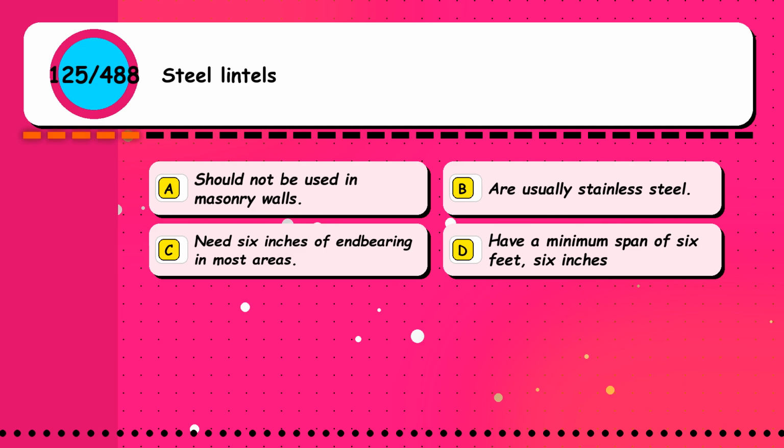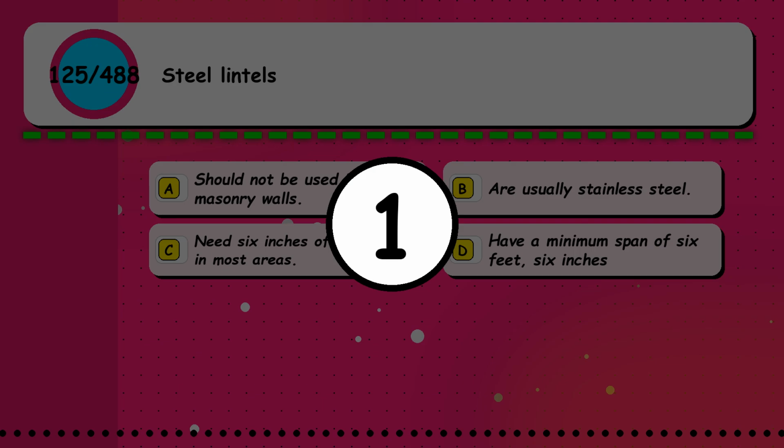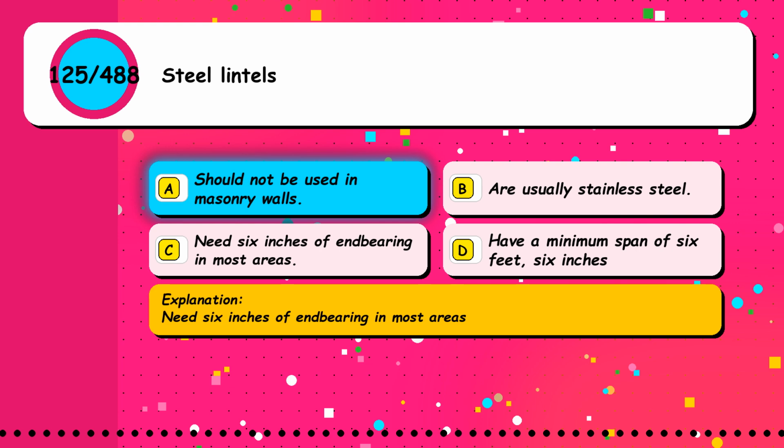Question 125. Steel lintels. Option A, should not be used in masonry walls. Option B, are usually stainless steel. Option C, need 6 inches of end bearing in most areas. Option D, have a minimum span of 6 feet, 6 inches. The correct answer is option A, should not be used in masonry walls. Need 6 inches of end bearing in most areas.